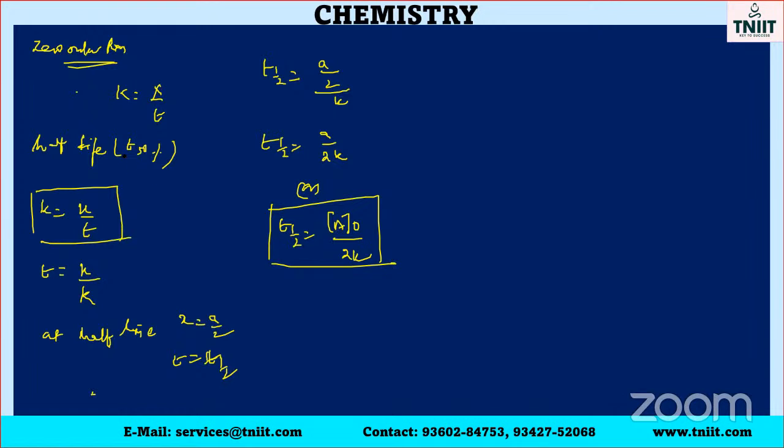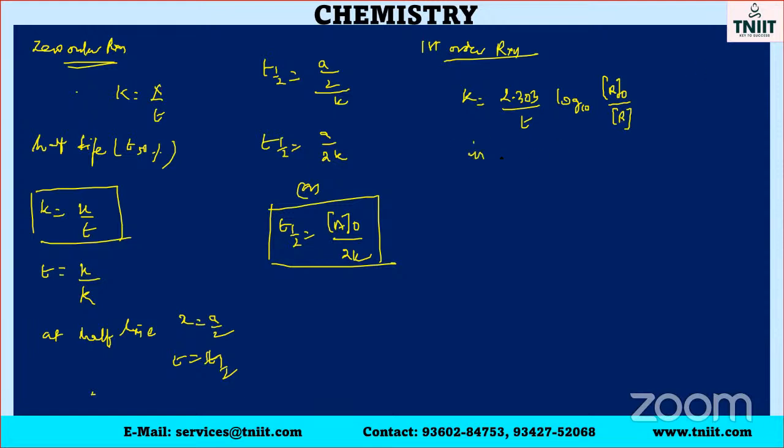Now for a first order reaction, the rate constant K is equal to 2.303 by T log to the base 10 of R naught by R, where R naught is the concentration of the reactant at time T equal to 0, that is the initial concentration, and R is the concentration after some time T. This is the relation between rate constant and concentration for a first order reaction in aqueous medium or in solution state.